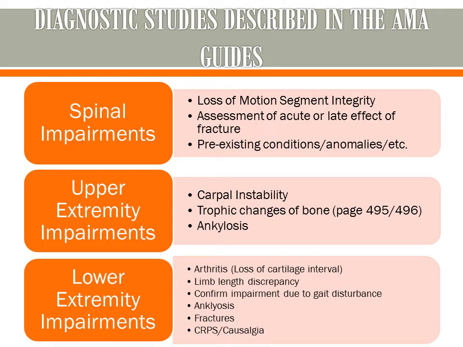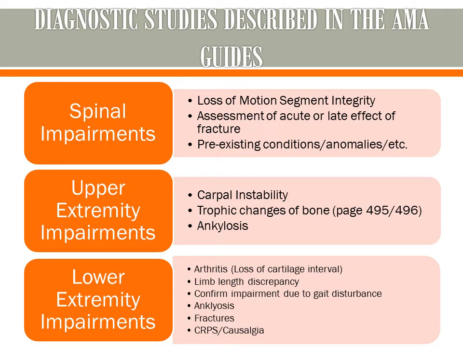X-rays are used for a determination of permanent impairment due to ankylosis. X-rays are used to determine trophic changes of bone, and you can find specific reference to that on pages 495 and 496. X-rays are used for an evaluation of carpal instability. That would be permanent impairment due to other disorders described in Chapter 16.